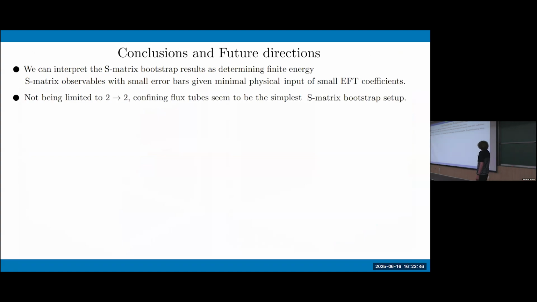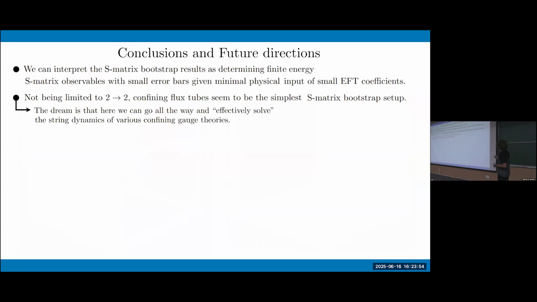Now, not being limited to just 2 amplitudes, these confining flux tubes seem to be the simplest S matrix bootstrap setup we can consider. And so the dream here is that we can go all the way and effectively solve the dynamics of the strings in confining gauge theories using bootstrap techniques, much like we did in conformal bootstrap. And of course, this is a very hard problem. We should impose all other physical constraints you can think of.